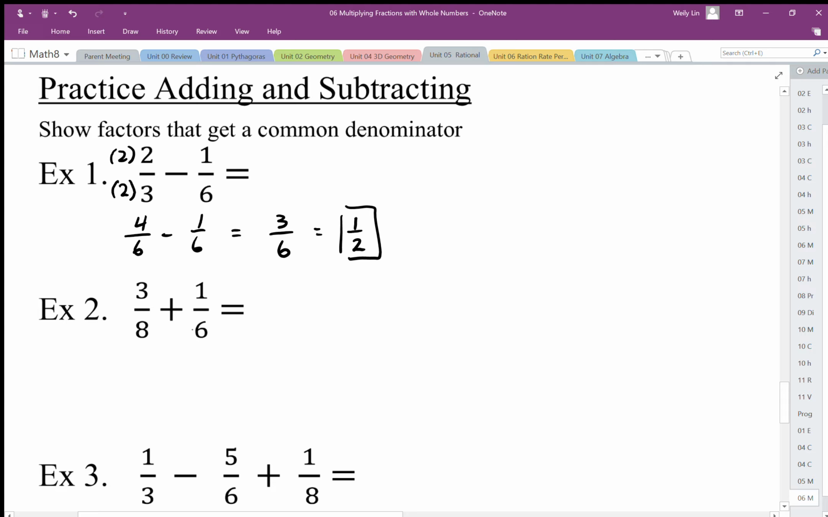The common denominator of 8 and 6 is 24, so I need a times by 3 here. To get 24, I need a times by 4. And again, make sure that you're writing in the multipliers. I get my common denominator fraction of 9 over 24 and 4 over 24. I can now add these together. I have 9 pieces that are size 1/24, 4 pieces are size 1/24. So I can add the numerator, and the size of pieces don't change when I add. I still have 1/24 pieces, so my denominator stays the same.